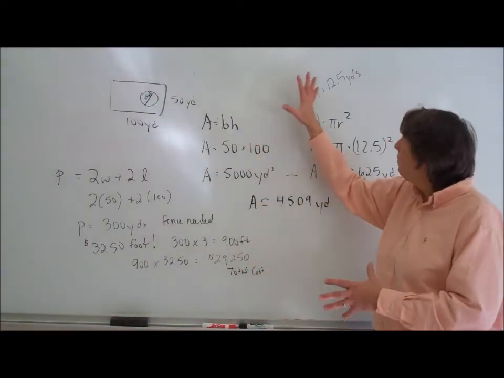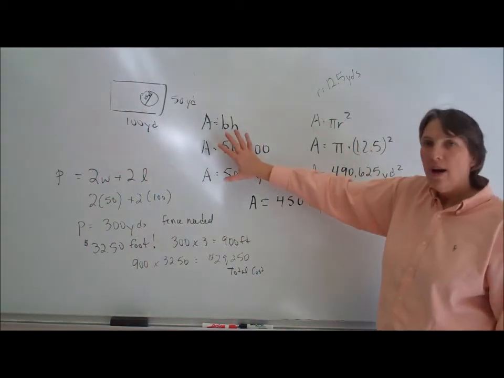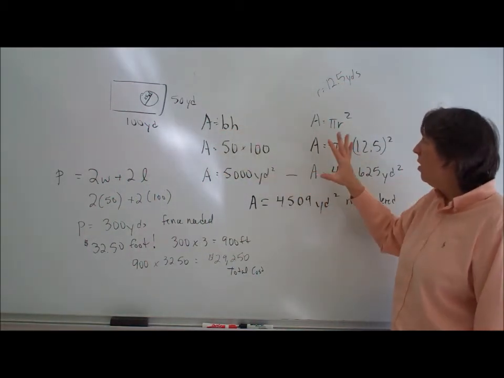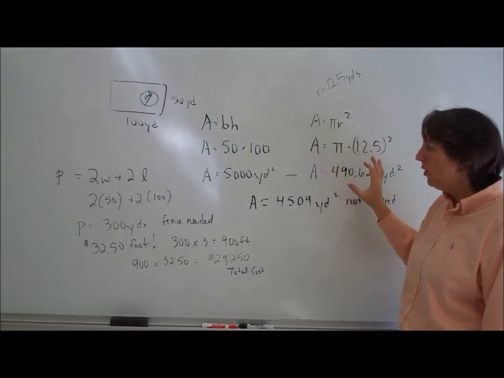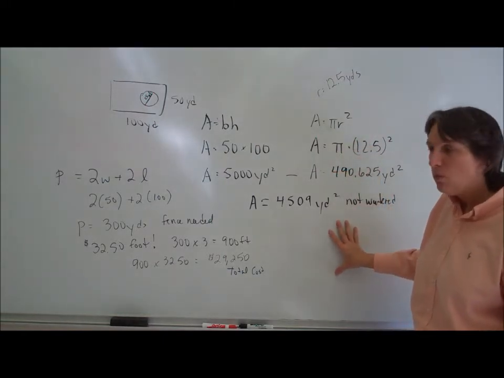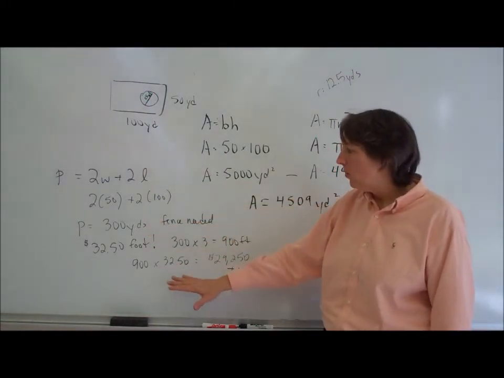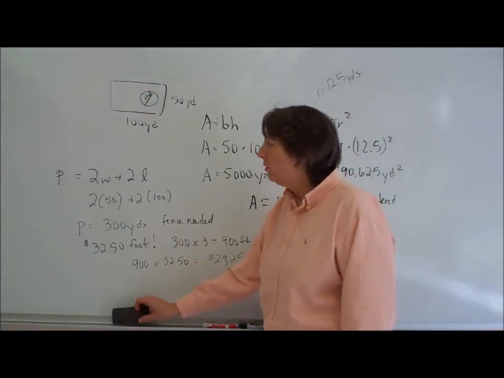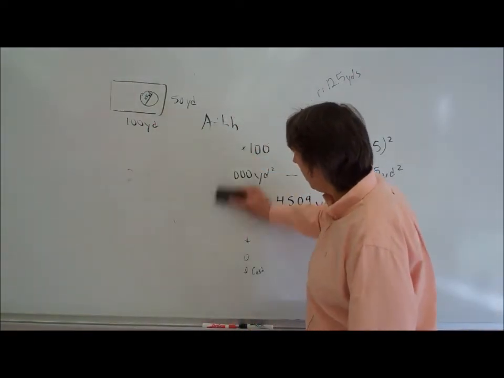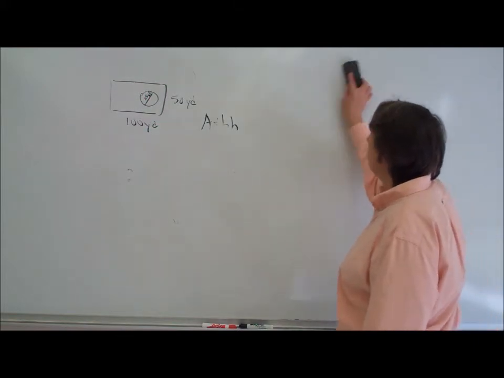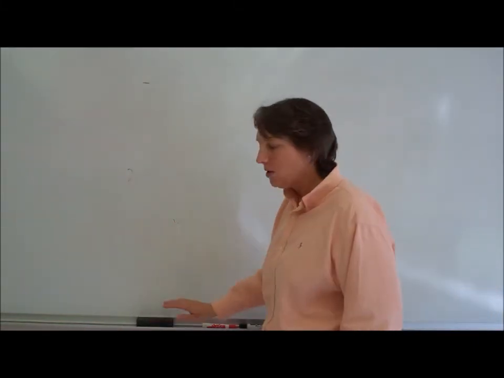So look at the way my work is organized. I have the area of my backyard, the area of the circular portion being watered. I find out the area that's not being watered. Then I go in and I work on my perimeter. Now, let's move on, because the other thing you need to know is the area and the circumference of a circle.